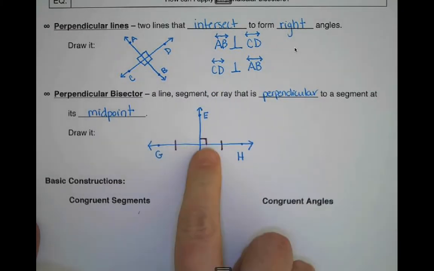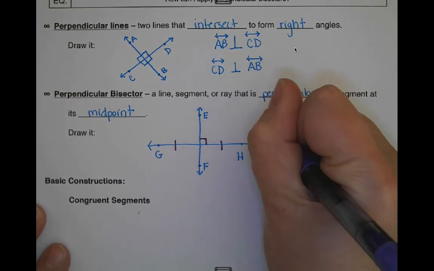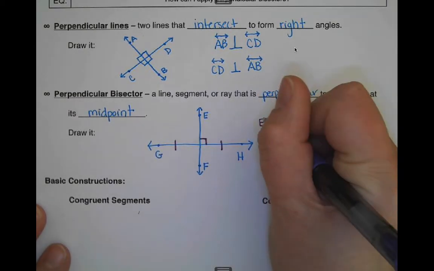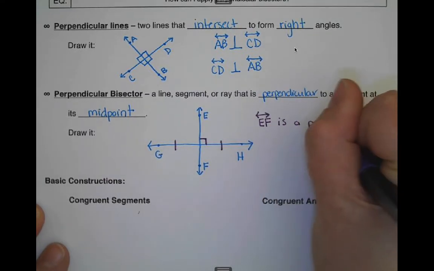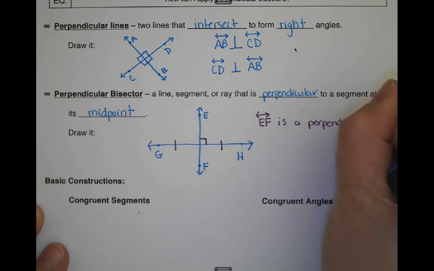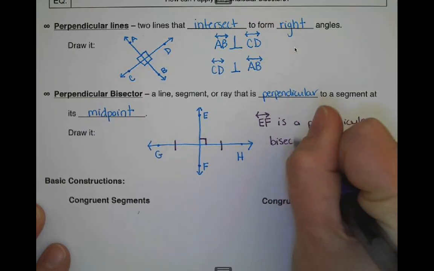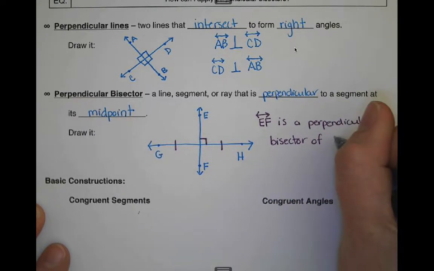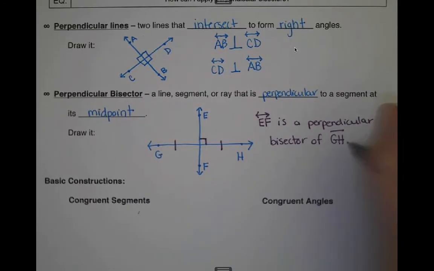So we would see the 90-degree angle for the term perpendicular part of it, and then the bisector part means that we have two congruent segments. So we would state that EF, line EF, is a perpendicular bisector of, and I'm going to say segment GH. The line goes on forever, so it could really be of the line, but we're going to put segment GH.